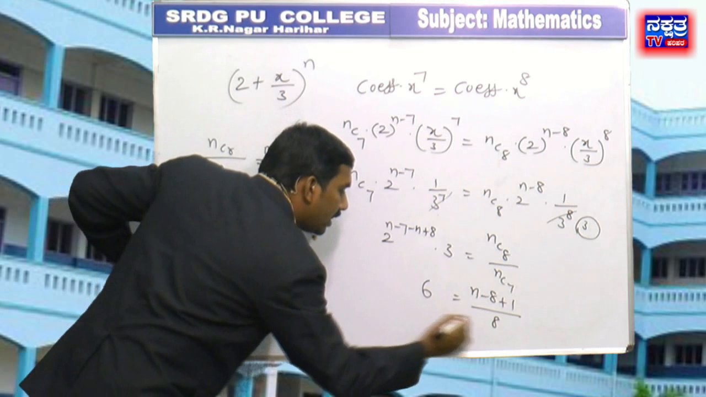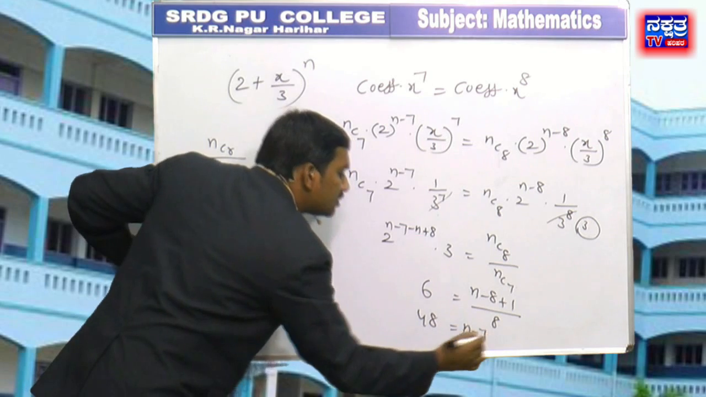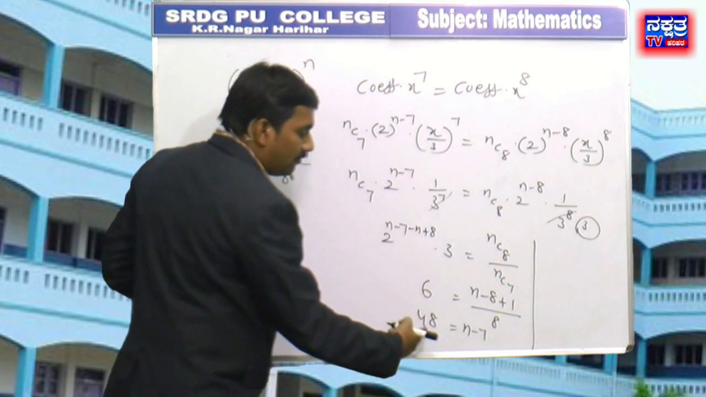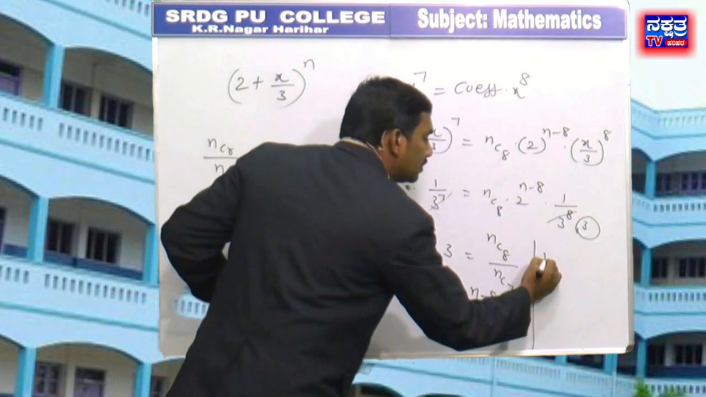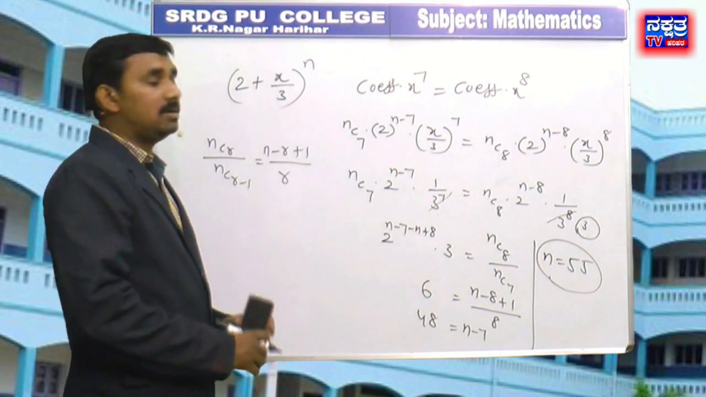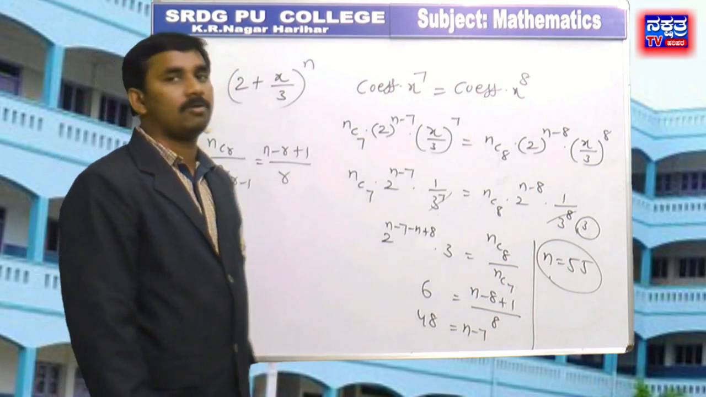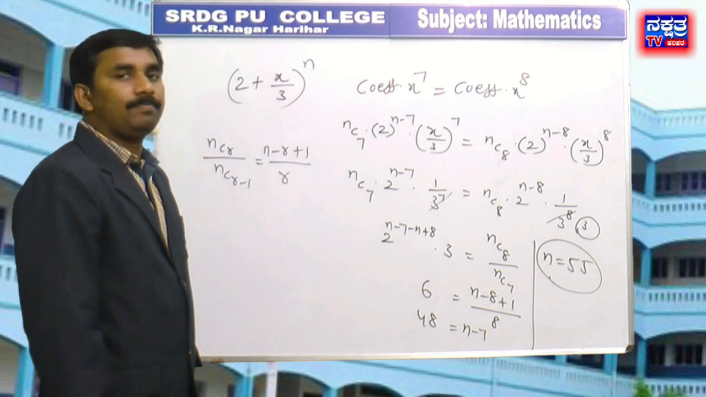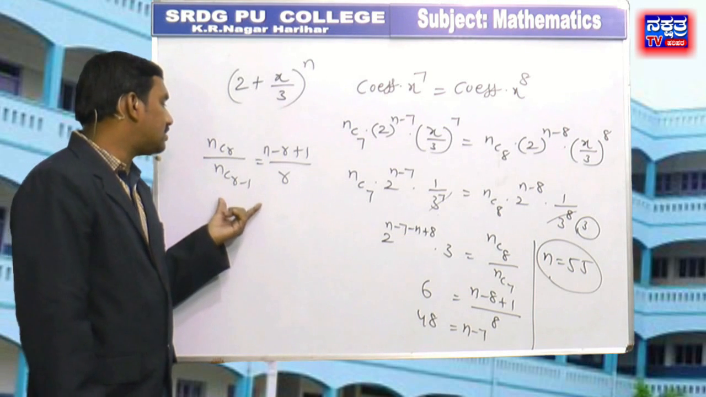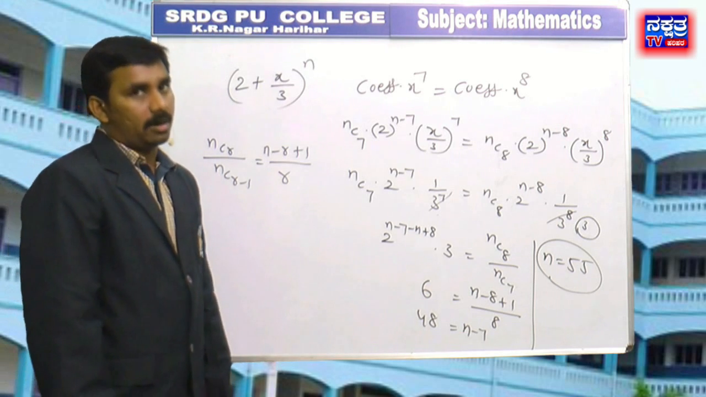Hence, 8 into 6, 48 equal to n minus 7. Then clearly you can tell the value of n. 48 plus 7, that is 55. Hence, the final answer is n equal to 55 if the coefficient of x power 7 and coefficient of x power 8 are equal. In this, we have to learn this formula, very very important: nCr by nCr minus 1 equal to n minus r plus 1 by r.